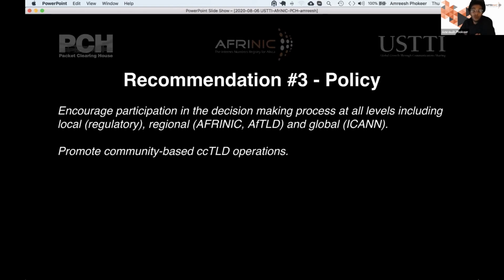We would urge you also to participate regionally, whether it is at AFRINIC or AFTLD meetings, and also globally at ICANN. Of course, the best would be to have community-based ccTLDs. As we know, it's always good to have a community around a ccTLD to make it more vibrant and also, I would say, more democratic in the operations of the ccTLD. Yeah, I think that's it for me. Thank you.